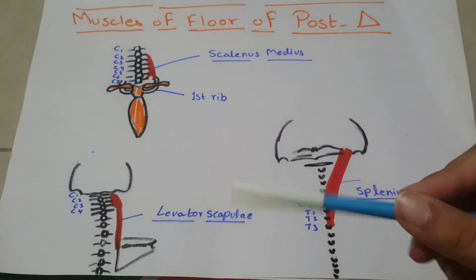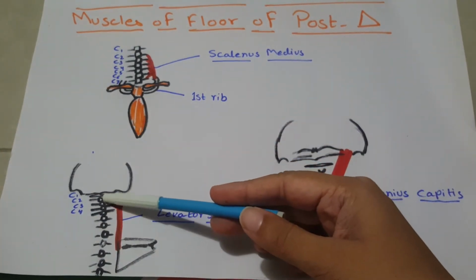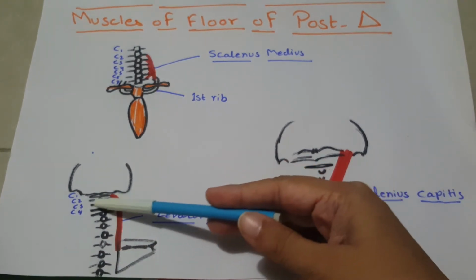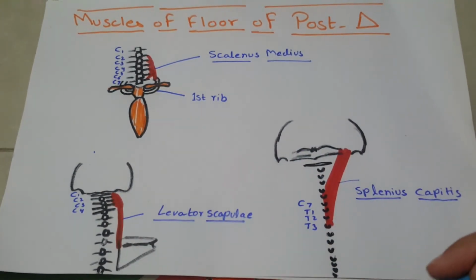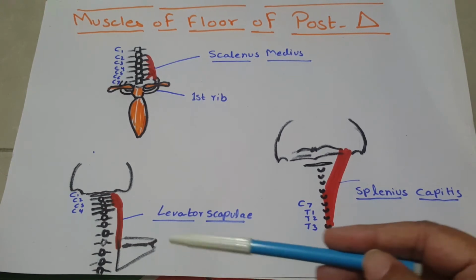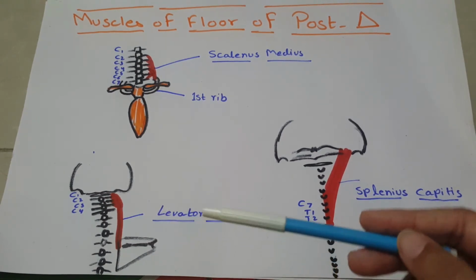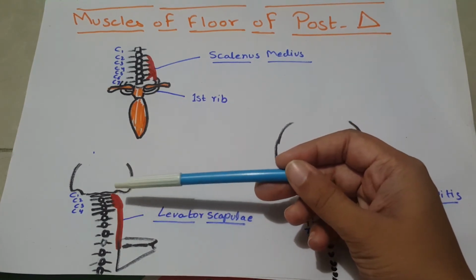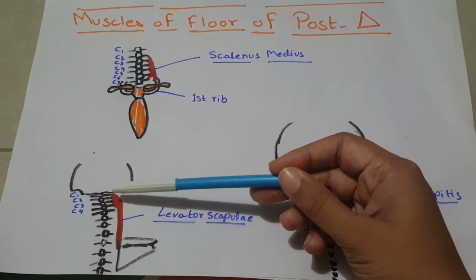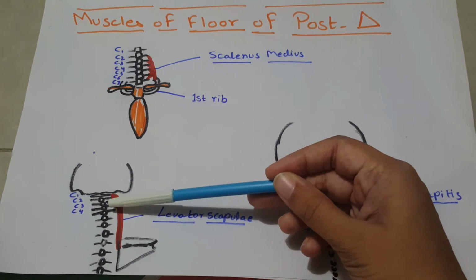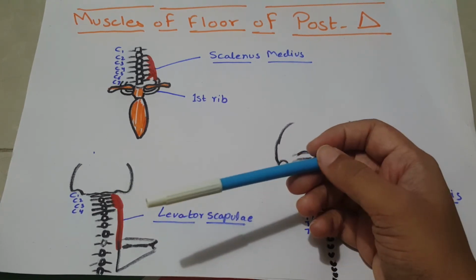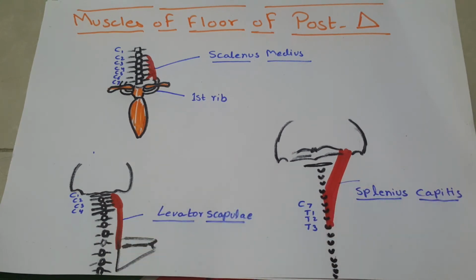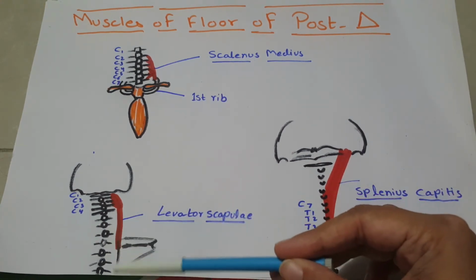Again, this is a posterior view showing cervical vertebrae bodies, then comes thoracic vertebrae bodies. On the sides I have drawn transverse processes. As you can see in the diagram that levator scapulae muscle originates from the transverse process of upper four cervical vertebrae. First, second, third, fourth cervical vertebrae transverse process, and levator scapulae muscle is finally inserted on the medial border of the scapula.